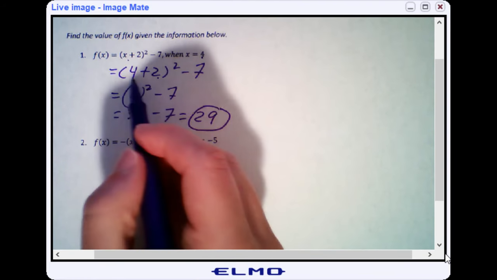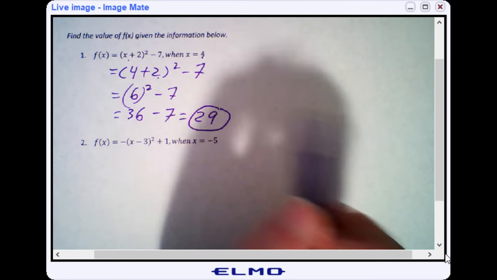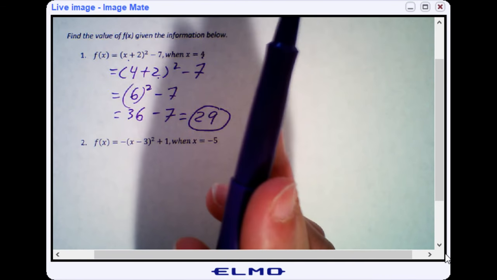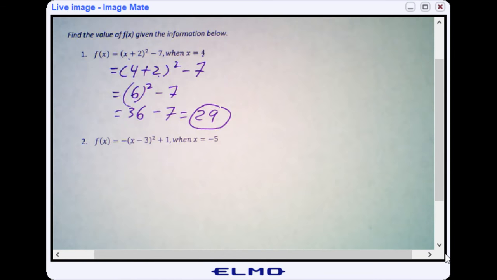You could just plug this into a calculator. You can also look on a graph and find where x is 4, figure out the y value on the line. So there's lots of different ways to go about this.